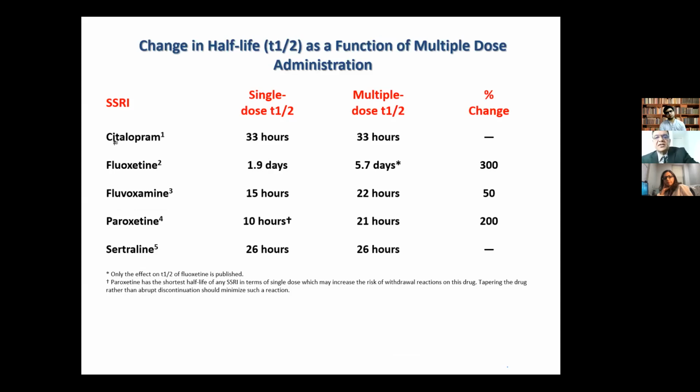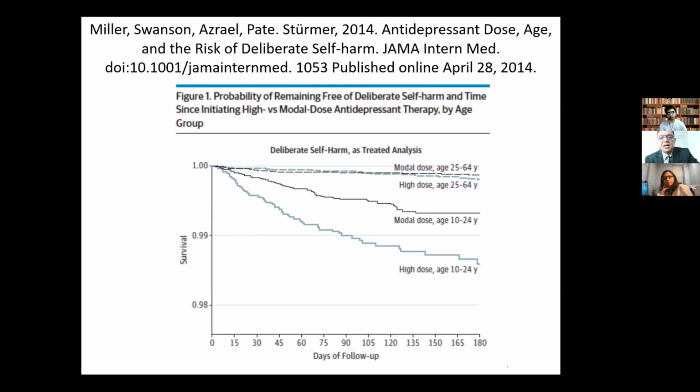So these are the changes in half-life. We'll skip that. This is actually a very, very important slide, and it is the last of this section on SSRIs. So please try to pay attention to this one. On the y-axis, you have the survival, in relation to suicidality with SSRIs, as we were discussing. Survival is on the y-axis and days of follow-up are on the x-axis.